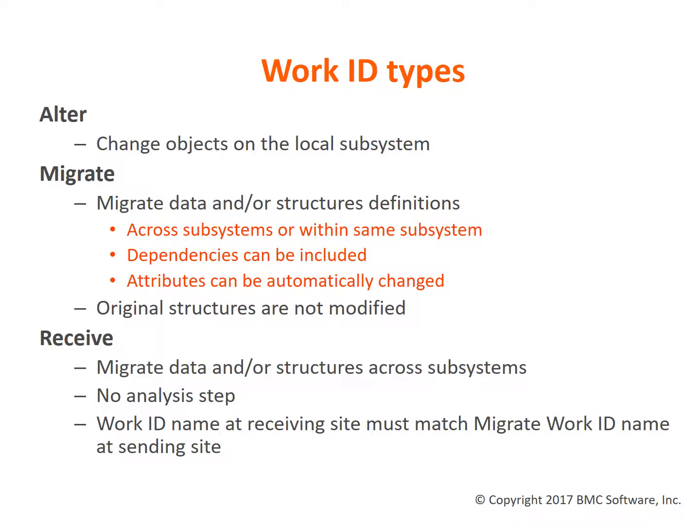There are three types of Work IDs: Alter, Migrate, and Receive. Use an Alter Work ID when you want to modify an existing structure. Migrate Work IDs are used when you need to create a new instance of an application or just a table. A Receive Work ID is used on the target side when migrating to a different subsystem.